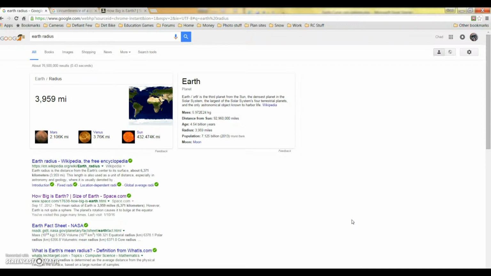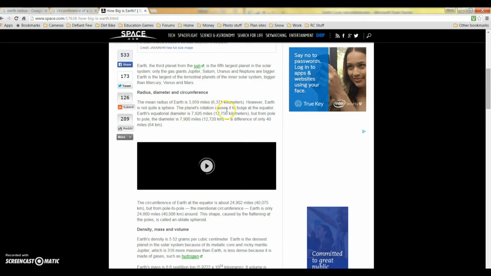So the first thing you do is look up the Earth's radius. Well, what's the Earth's radius? It comes up with 3,959 miles. That's an average, because what they're saying now is that it is an oblate spheroid. It's shorter at the poles than it is at the equator, so it's a little bit different. So the mean radius is 3,959.